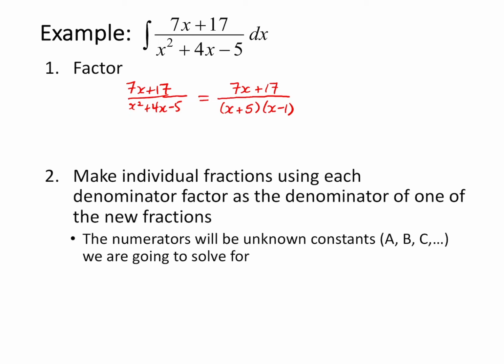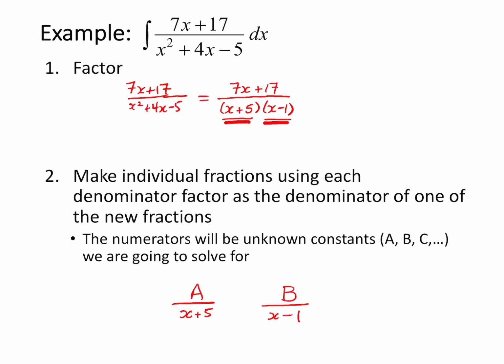Now we're going to make individual fractions using each of those denominator factors. We have two factors in the denominator, the x plus 5 and the x minus 1. So we're going to create two fractions, one with the x plus 5 as the denominator and one with the x minus 1 as the denominator. And then we're going to give each of them a constant as a numerator. For the first one, I'll pick a, the second one, I'll pick b. So now we have two fractions, one for each factor that we had in the denominator, the x plus 5 and the x minus 1.